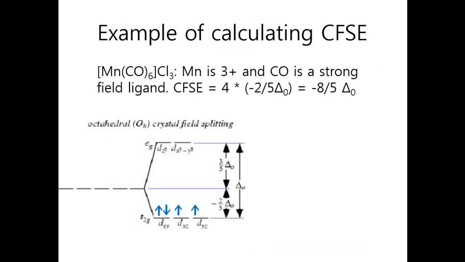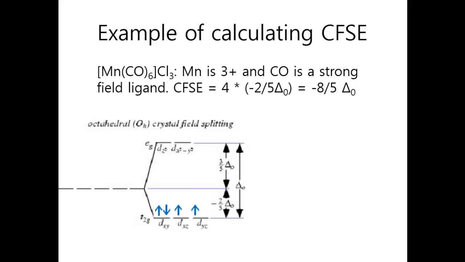Now, you also need to know how to calculate the crystal field stabilization energy. As an illustration, let's talk about manganese CO6. We know that manganese is 3+, so you have 4 D electrons, and as a note, CO is a strong field ligand. So you place the 4 electrons on the lowest energy orbital, which is the T2G set. With each electron placed on the T2G set, you have a net stabilization of 2/5 of delta 0.